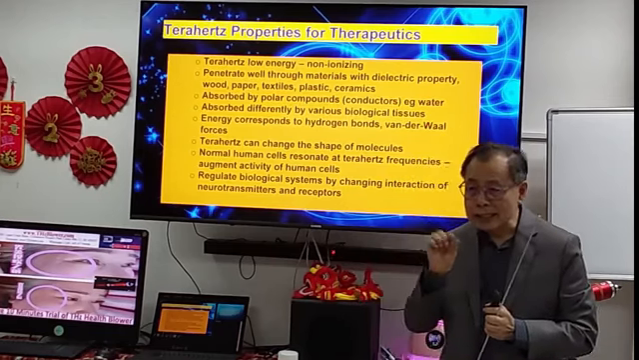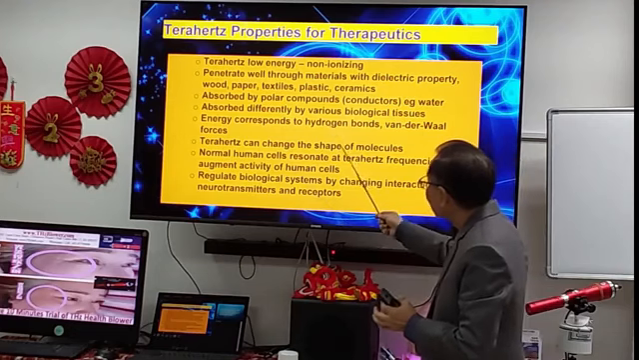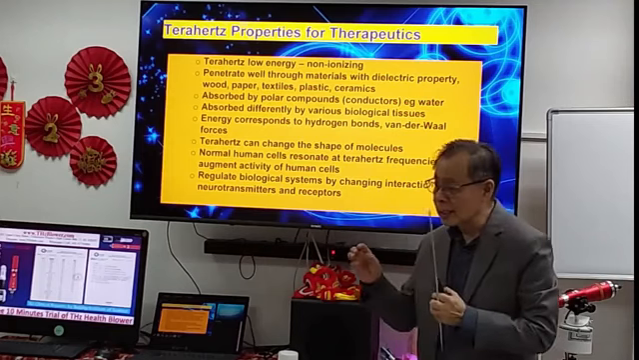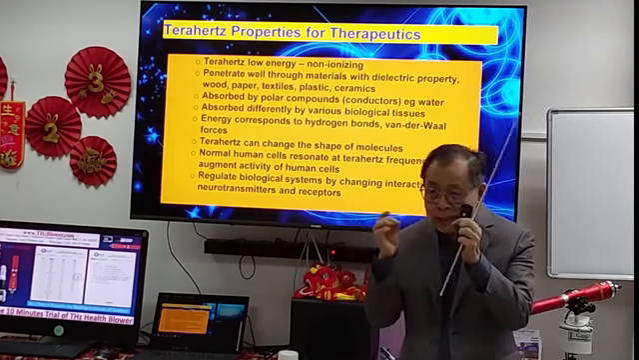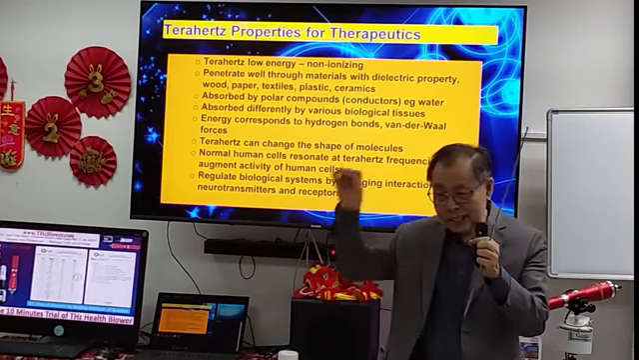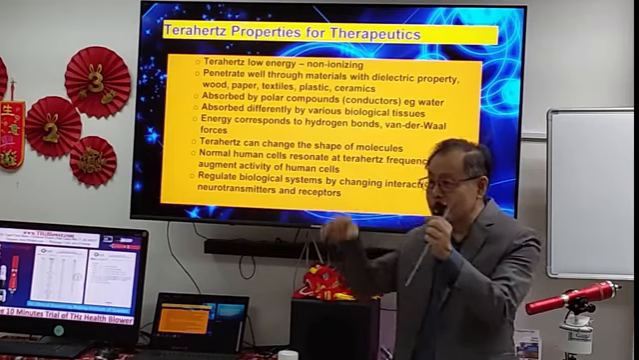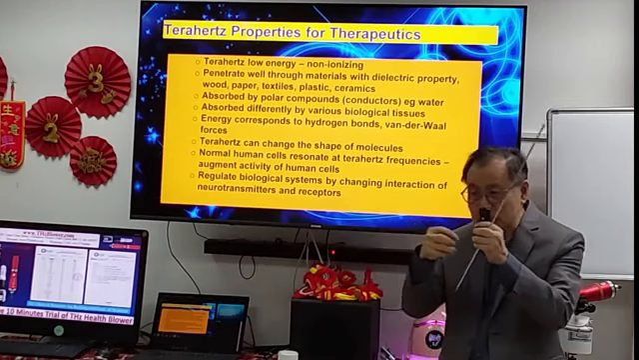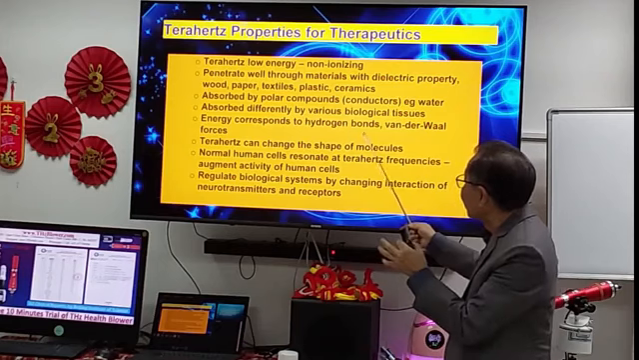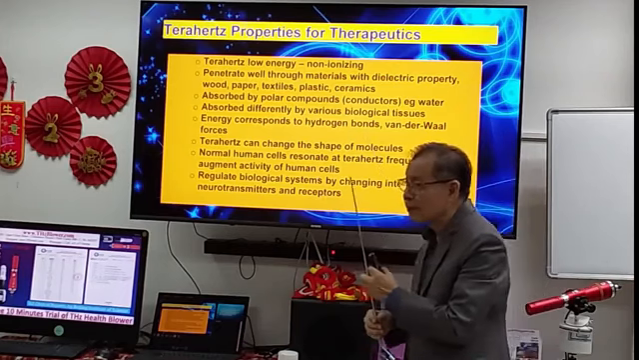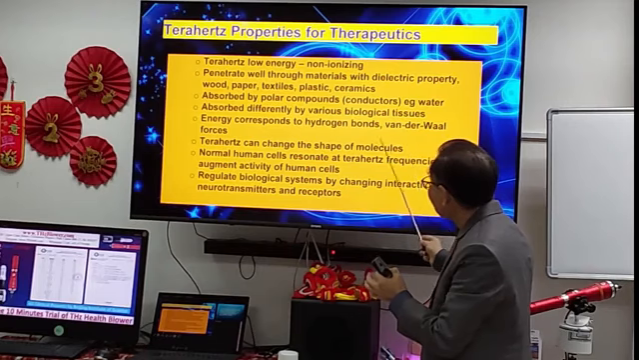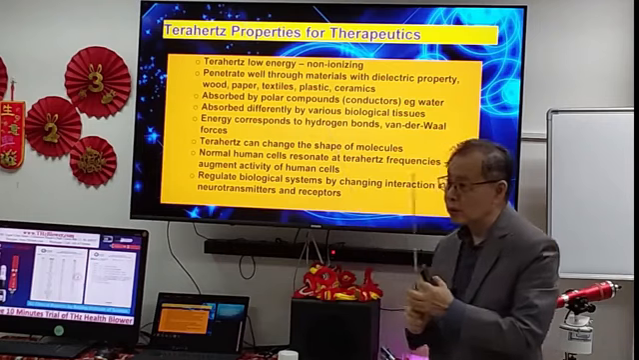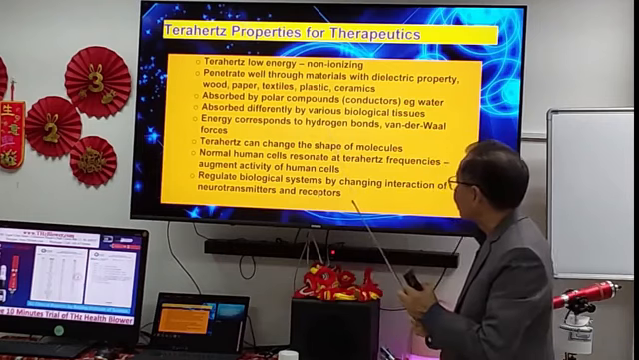So the energy in terahertz wave is very small, and it corresponds to what is known as hydrogen bonds or van der Waals forces. So these are the kind of forces that hold molecules together. If you look at your DNA or your protein molecule, it's folded many folds, and these folds are held together by terahertz forces, by this kind of forces, bonds and van der Waals forces. So because it has this kind of energy, it can also break this kind of energy, and that's how terahertz can change the shape of molecules by action on these bonds.